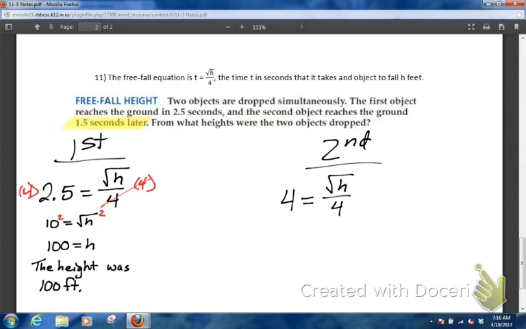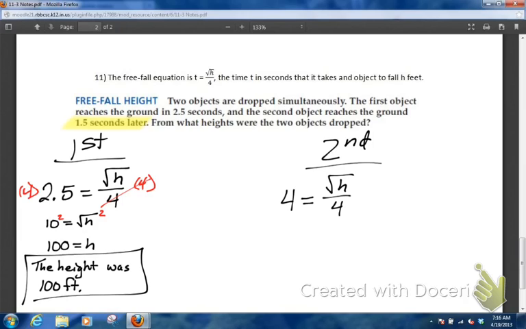Now, you really should probably check this, but since this is a story problem, it's not like an object that falls and hits the ground 2.5 seconds later. It's not like you're going to throw out the height that it was at. But I'm just going to mentally check this real quick. If you plug 100 in for h, you know the square root of 100 is 10, and 10 divided by 4 is 2.5, so that does make sense. So the height was 100 feet for the first object.